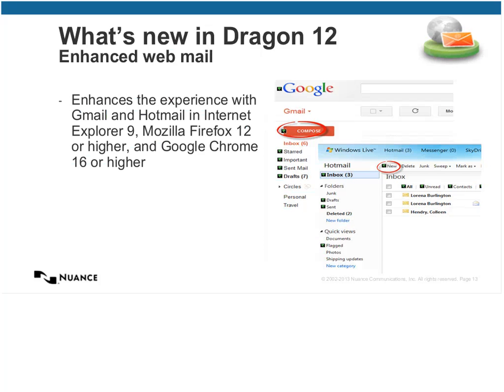Another new feature in Dragon 12 is our enhanced webmail. What we've done is we've provided full text control and some simple commands for the most frequent actions within Gmail and Hotmail in the internet browsers that you see listed here, Internet Explorer, Firefox, and Google Chrome. Specifically, we've allowed you to do certain click options with your voice, such as click inbox, click drafts, and compose new email.